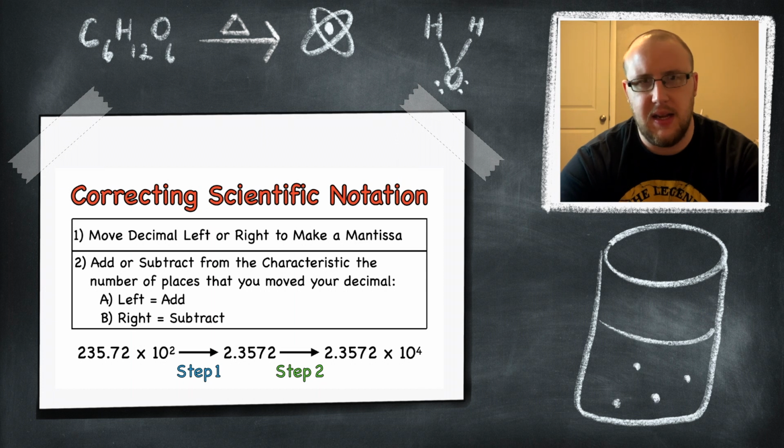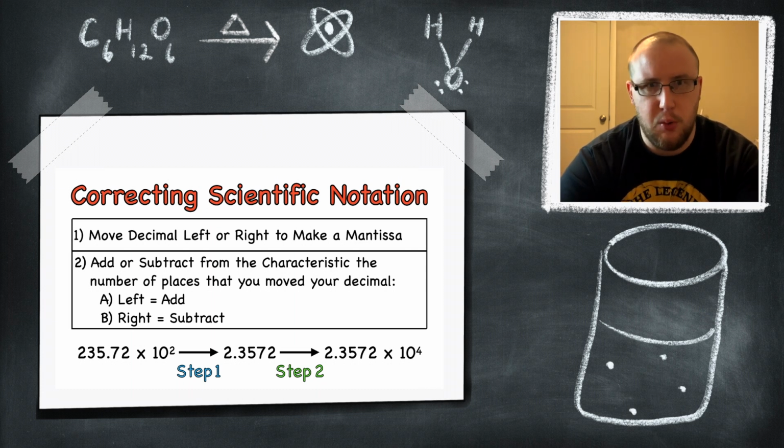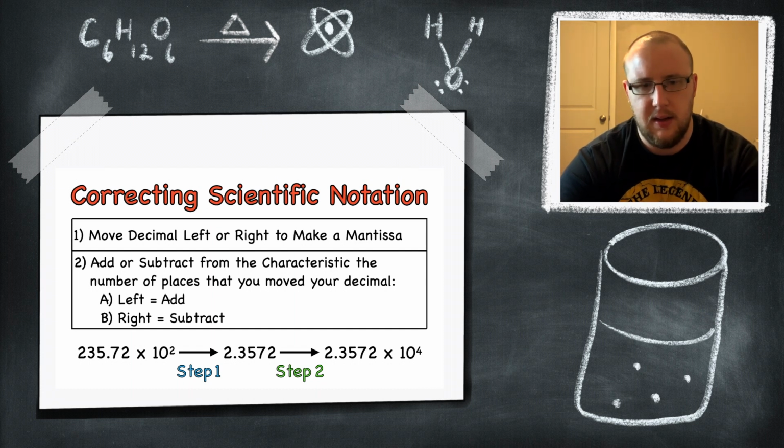In saying that, we've got to know how to correct these and get them into proper scientific notation. We see something that's not a proper mantissa. Our first step is to move our decimal place to make a proper mantissa. So if we have the number 235.72 times 10 to the 2nd power, we immediately see 235.72 is not a mantissa. So we've got to make that a proper scientific mantissa. We've got to move our decimal place to make a number between 1 and 10. In order to do that, we're going to move our decimal place 2 spots to the left.